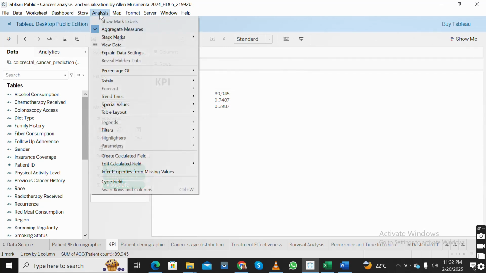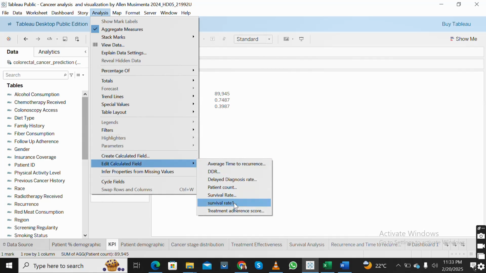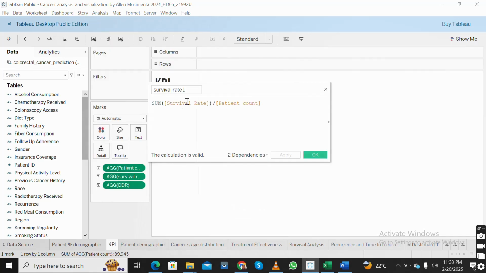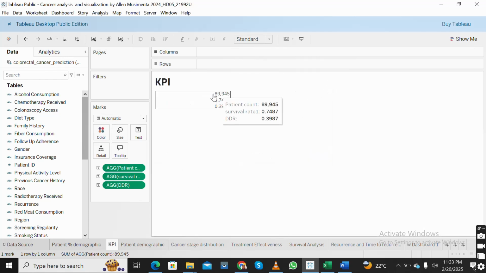So I used survival rate divided by the total number that was calculated. So when you look at the edits and you go to survival rate 1, you see that calculation, the sum of the survival rate divided by the patient count. So that is what we use to get the percentage or the rate of survival.